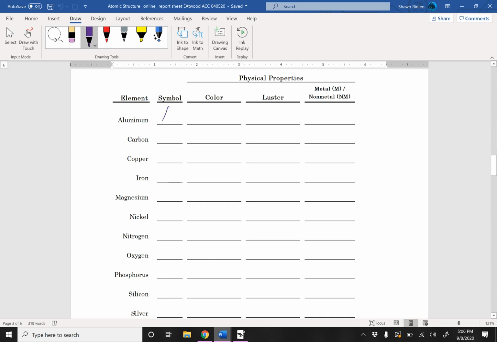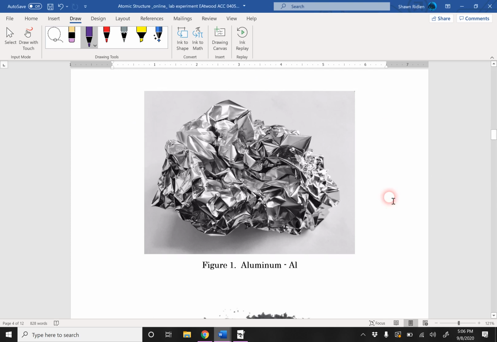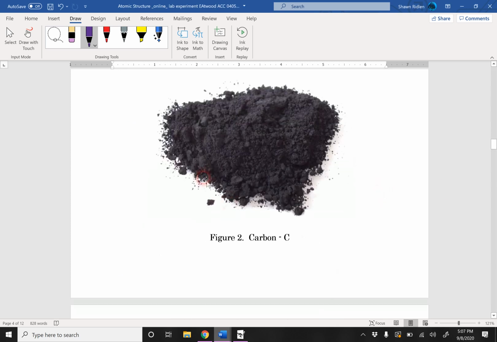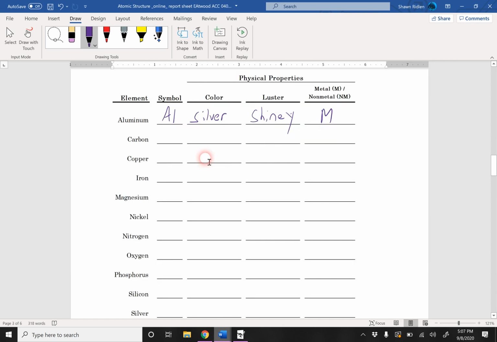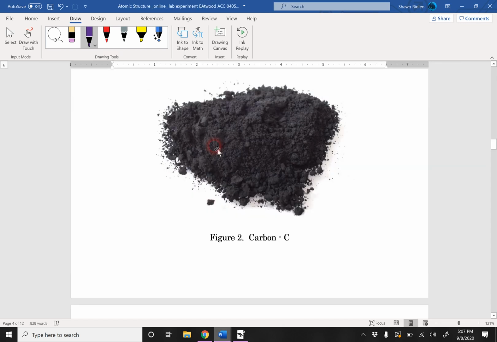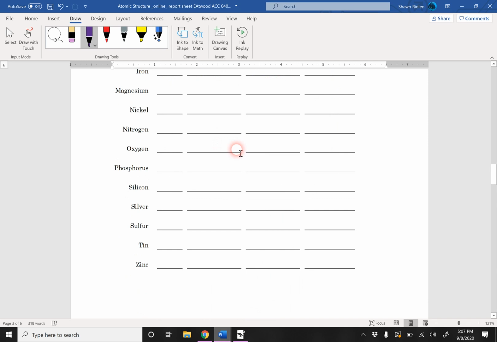And then for luster, I'll actually fill these in so you can follow along. Maybe for color, I would say silver. And then luster, I would say that it's shiny. Then is it a metal or non-metal? Well, I know it's a metal. Then just go down the list, and you'll see photos for each of the elements. The next one would be carbon. So I could say that it's letter C, maybe it's black, it's dull colored, and like that. So just go through the various elements that it asks you about, and just complete this table.